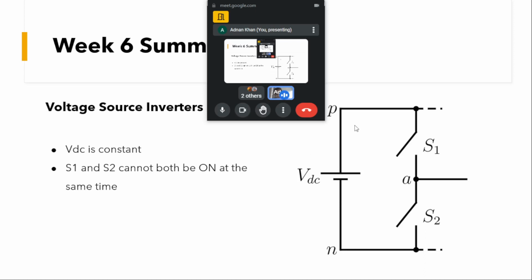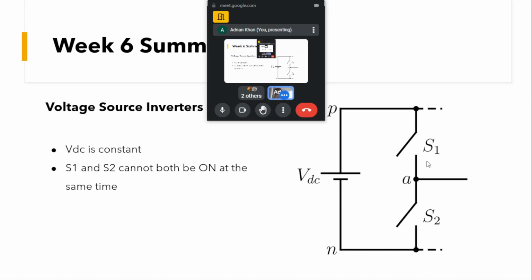And if we short the voltage source, a tremendous amount of current can flow, which can damage this source as well as these switches. So one thing in the case of voltage source inverters is that we cannot short the source.